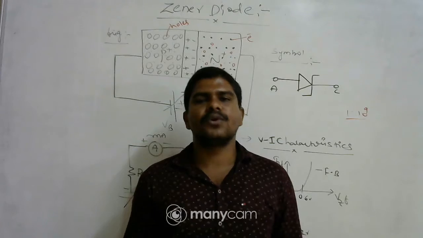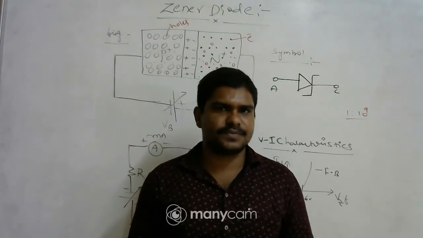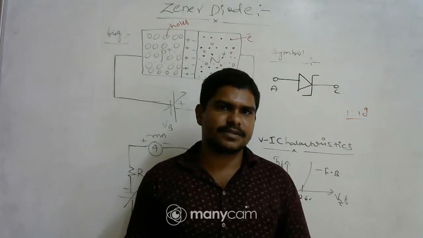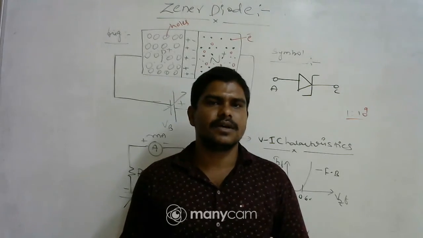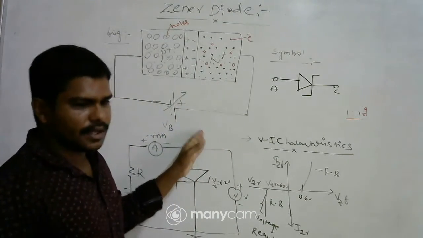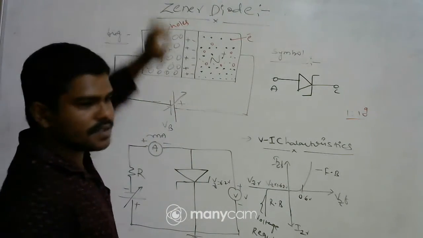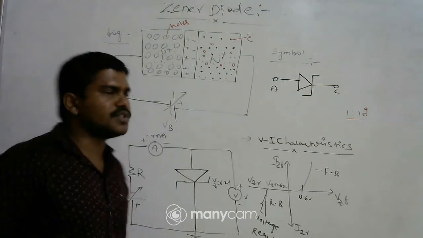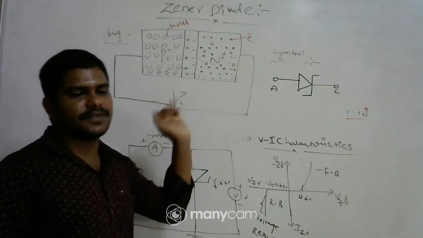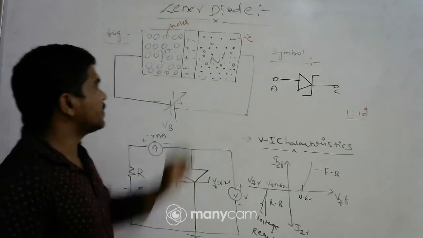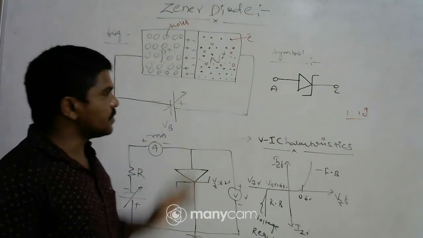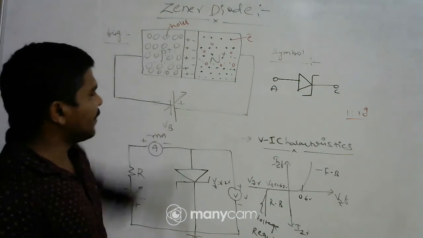To overcome that disadvantage, if you want to see current in reverse bias, we can use the Zener diode. That is the topic of today's session. I am going to explain the special device, the Zener diode. Zener is a scientist who invented this device, and his name is why we call it the Zener diode.